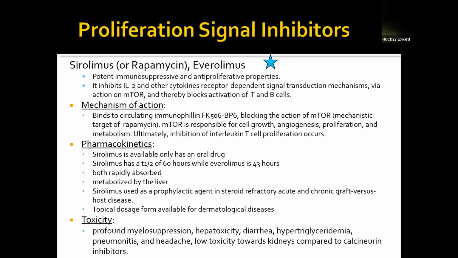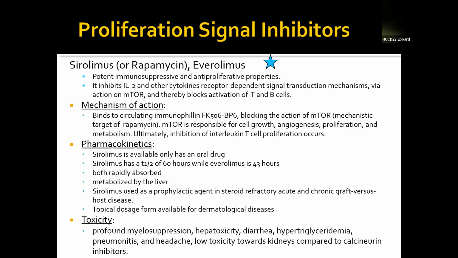Proliferation signal inhibitor sirolimus, or what we call rapamycin. Why? Because it blocks the mTOR pathway. Everolimus is another proliferation signal inhibitor, and it inhibits IL-2 and other cytokine receptors that are dependent upon signal transduction via the what? The mTOR pathway. And so you block the activation of T and B cells. So sirolimus and everolimus are drugs that block activation of T and B cells. The mechanism of action is that it binds to the circulating immunophilins, the FK506 binding protein, blocking the action of the mTOR pathway. So it basically targets rapamycin.